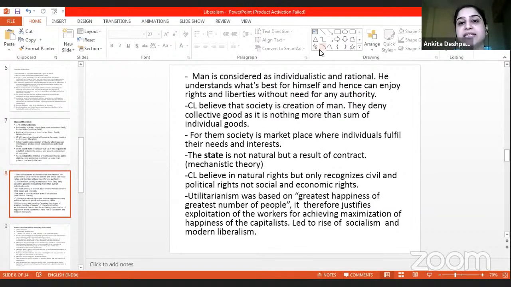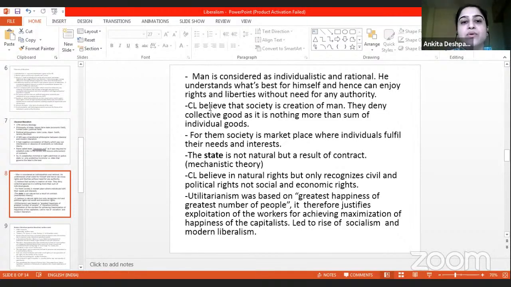Man is considered as individualistic and rational. Adam Smith said no, he has natural liberty. He has reason. That's what Locke said. He knows whatever is good for himself. So let him make a life out of life for his own. The state should only be available for protection and defense against foreign invasions.